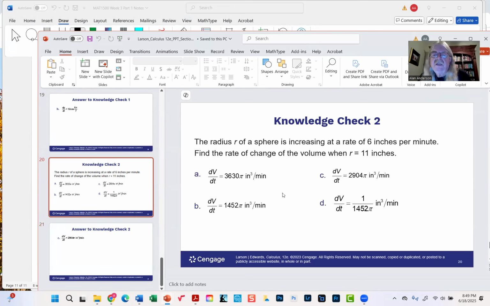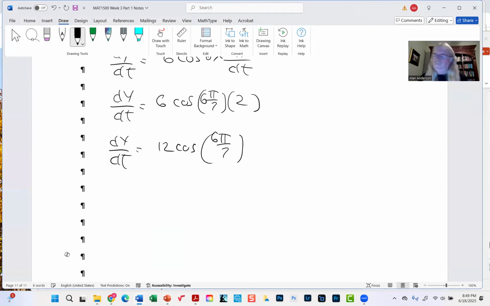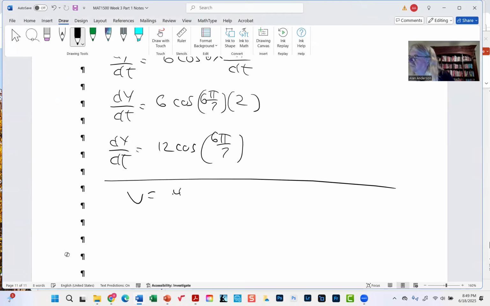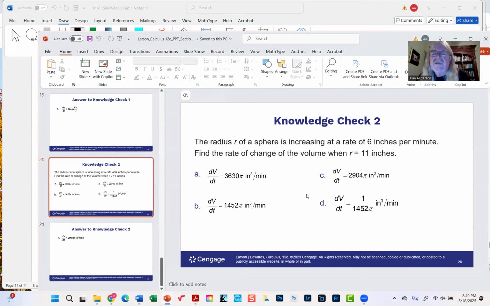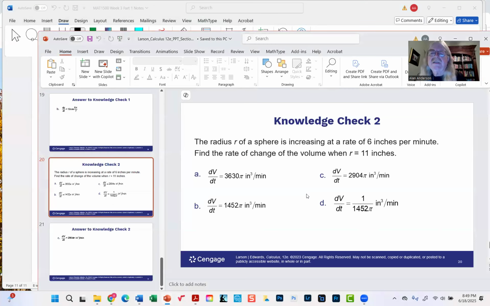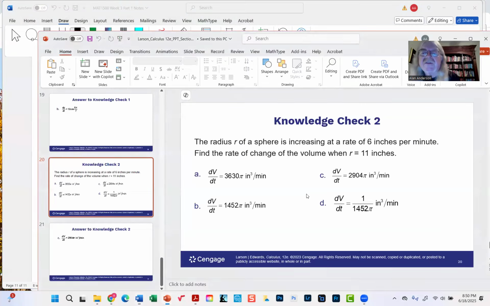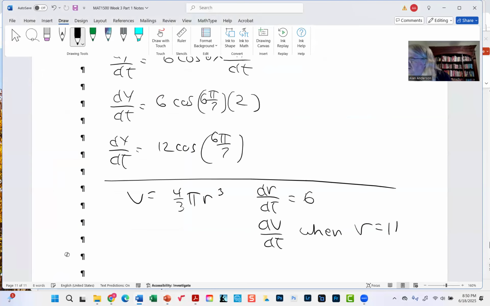Oh, what's going on here? The volume of a sphere, which we just saw a few minutes ago, is 4/3 pi r cubed. And the radius is increasing at a rate of 6 inches per minute. So dr/dt is 6. And we want to know dv/dt when r equals 11.